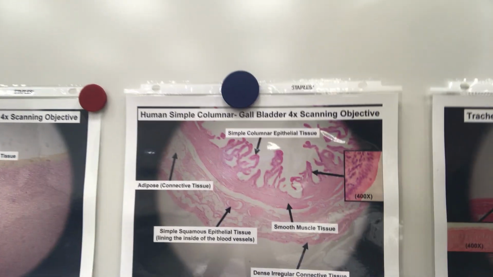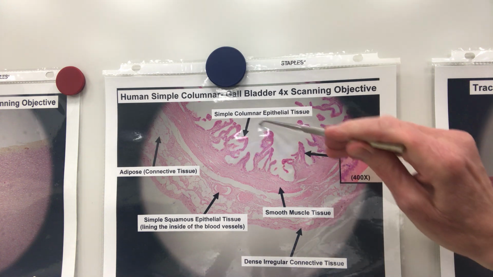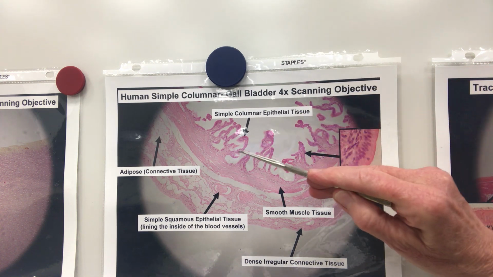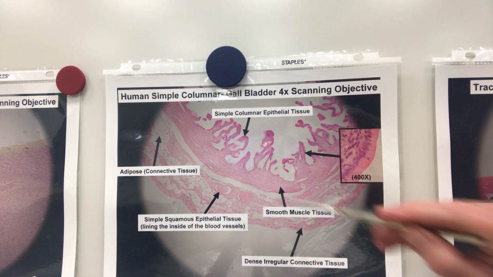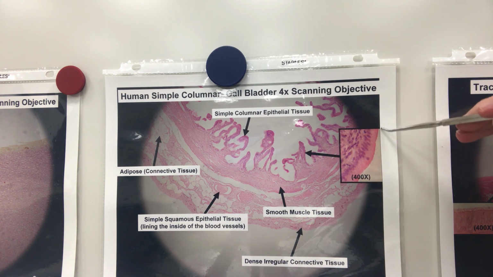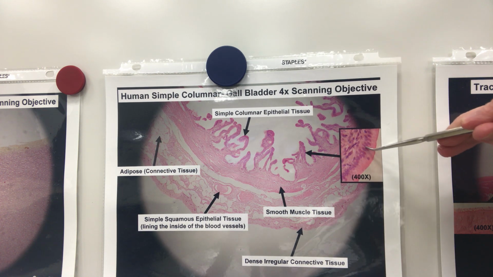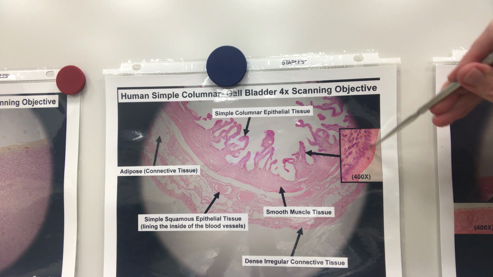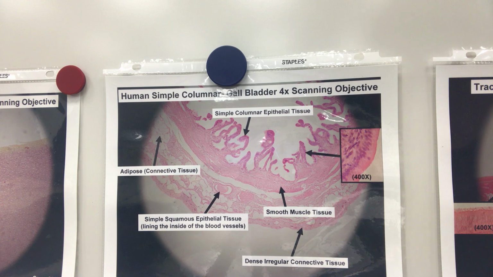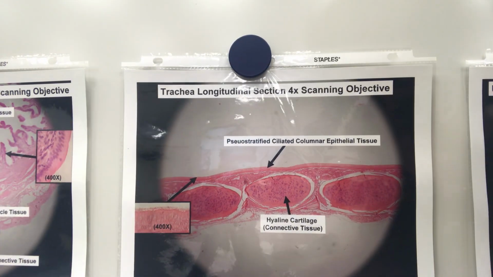The next will be simple columnar. With the simple columnar, we're looking at the gallbladder. We're looking inside. Here's the free space. We're looking at the cells that are lining these little extensions inside the gallbladder. And when we look at it up close, we can see the free space. This is under 400 magnification. And that the nuclei are close together. They're towards the bottom of the cell, so the cells are pretty long, thin columns.